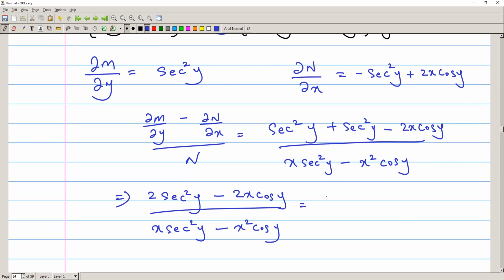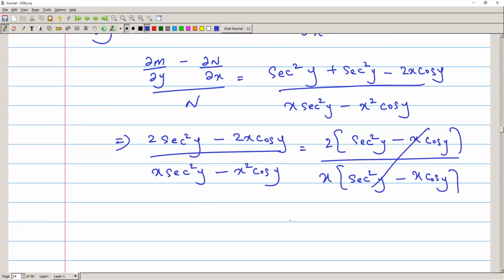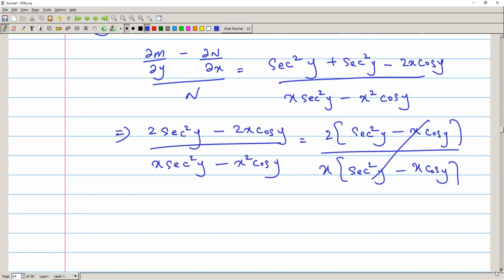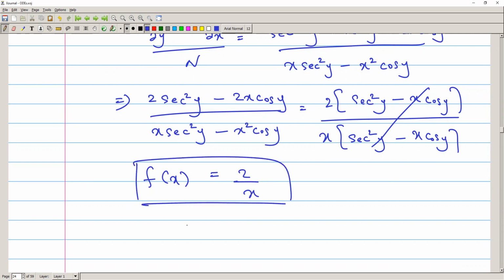This is equal to, we can take 2 as common, so it's sec squared y minus x cosine y, and in the denominator we can take x as common, so it will be sec squared y minus x cosine y. So we can see that this cancels out and we are left with 2 over x. So we have a function of x only, so we can find the integrating factor easily.